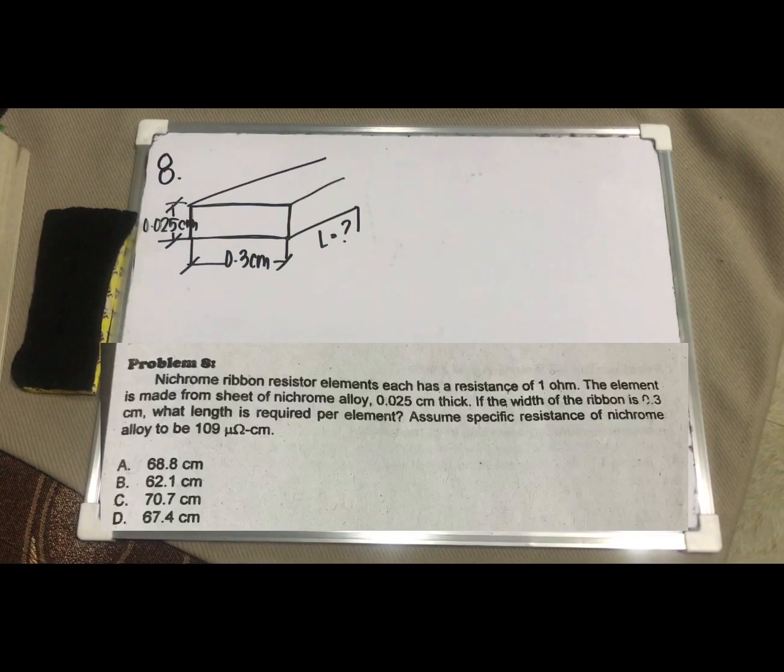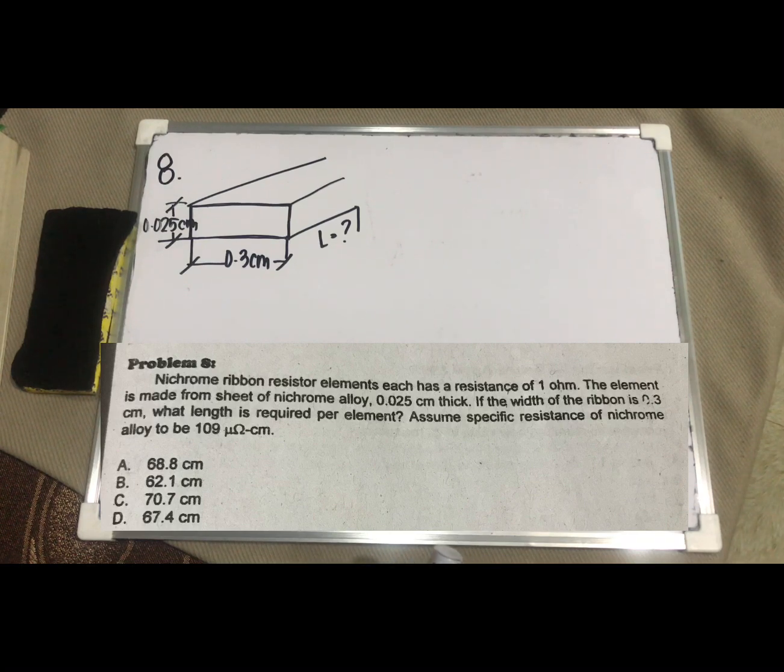Problem number 8. Nichrome ribbon resistor elements each has a resistance of 1 ohm. The element is made from sheet of nichrome alloy, 0.025 cm thick. So, ito yun. If the width of the ribbon is 0.3 cm, what length is required per element? Assume specific resistance of nichrome to be 109 microohm cm.